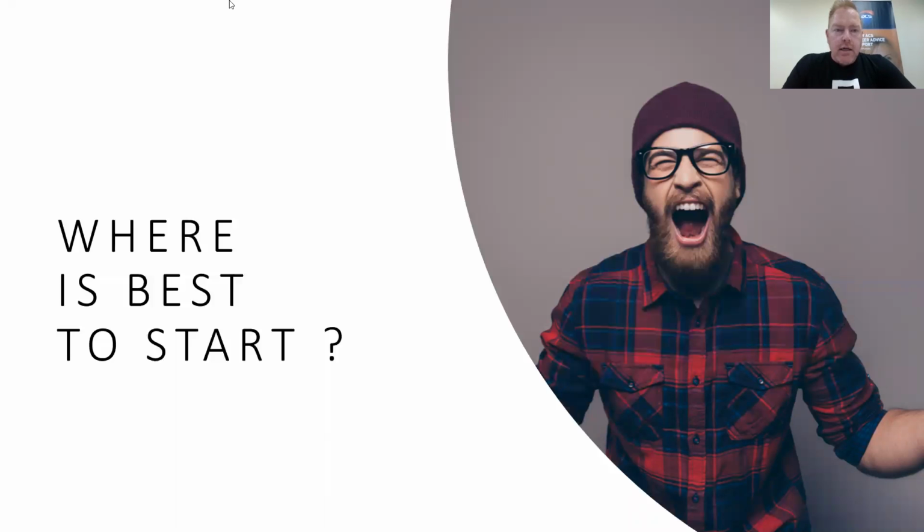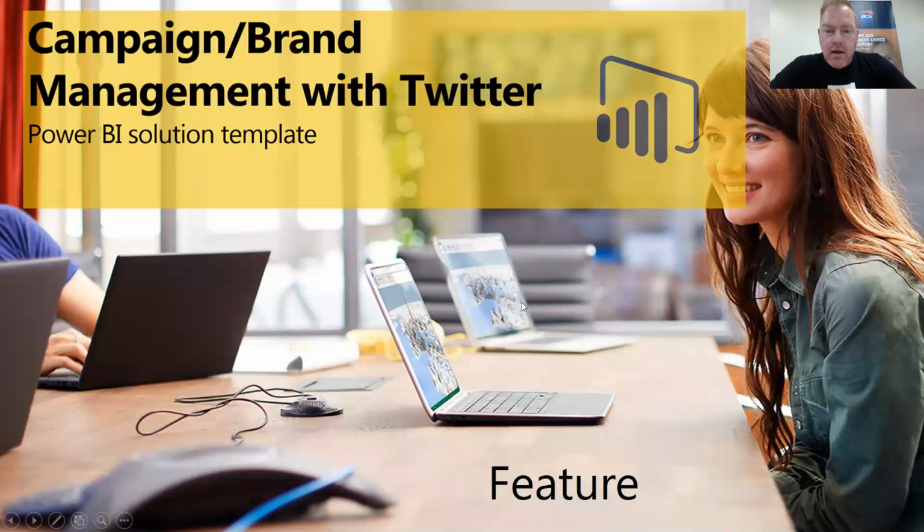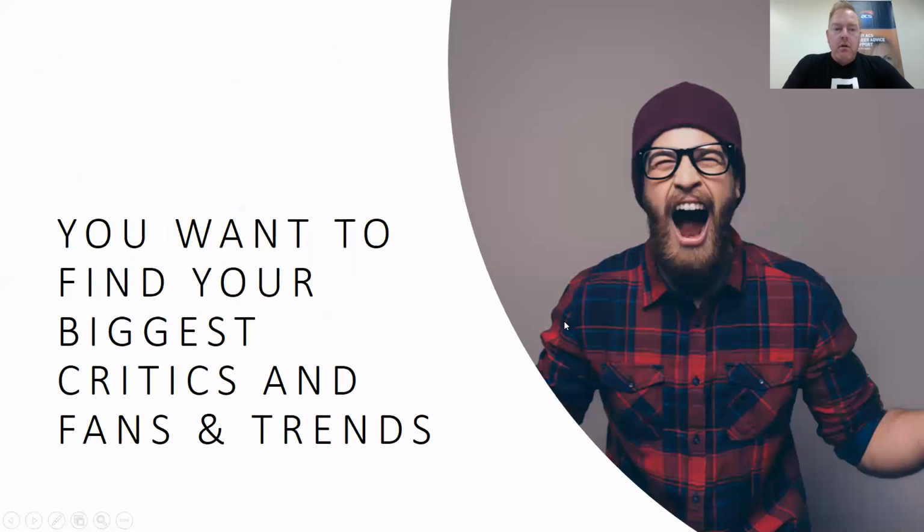While you're doing that, I'll flick through, and I'm going to start on the feature presentation, which is campaign management with Twitter. Why we would want to track our Twitter analytics using AI technologies. There's a couple of reasons. Firstly, we may want to find out who are our biggest fans and also our biggest critics. And that essentially means good and bad sentiment.